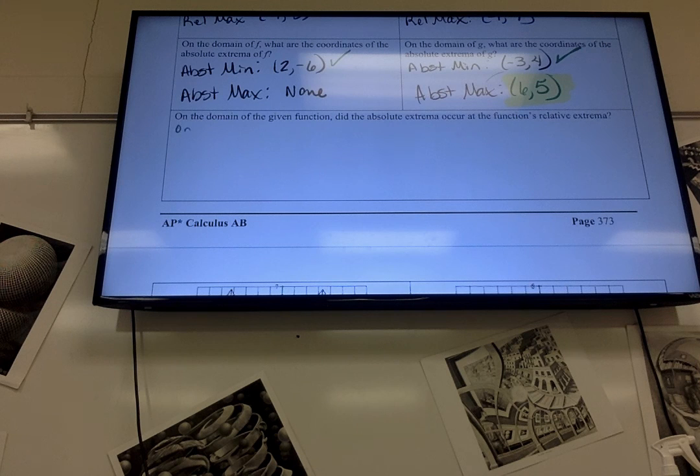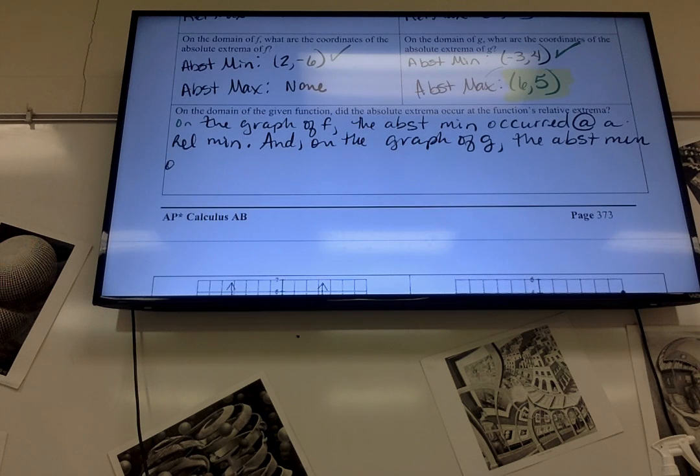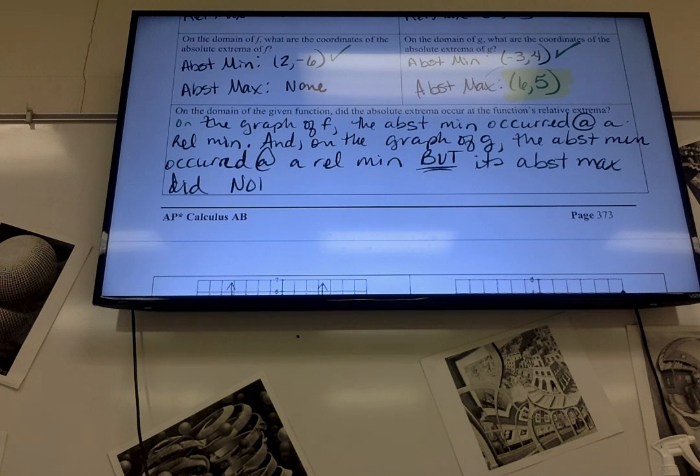So, I'll write one in green. On the graph of f, the absolute min occurred at a relative min, and on the graph of g, the absolute min occurred at a relative min, but its absolute max did not occur.